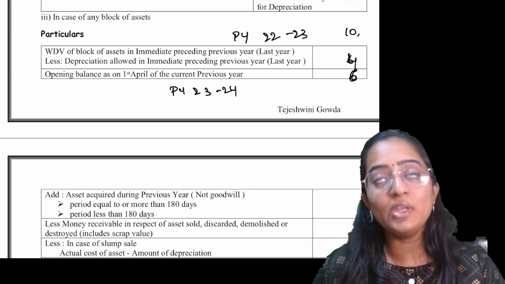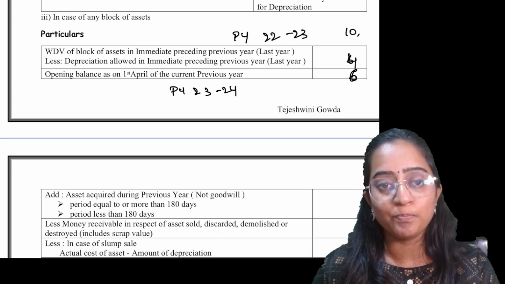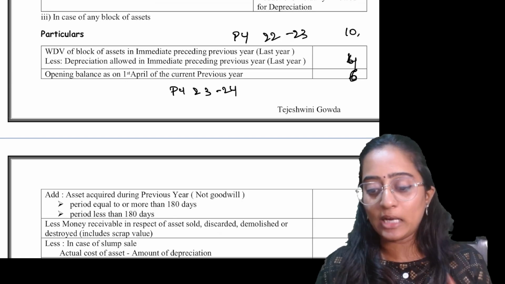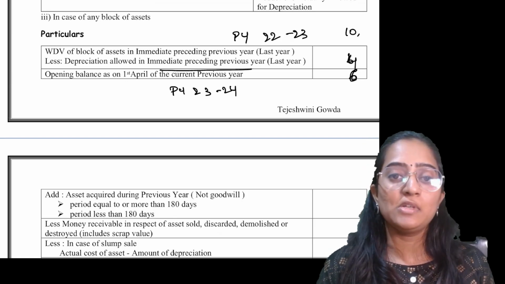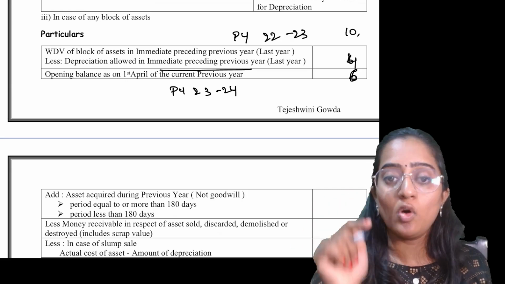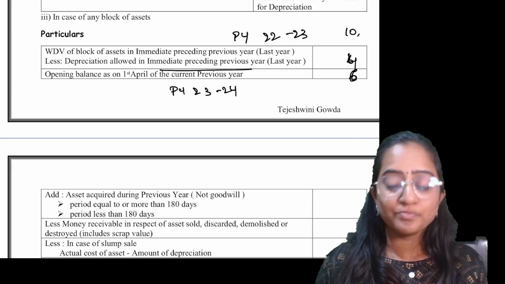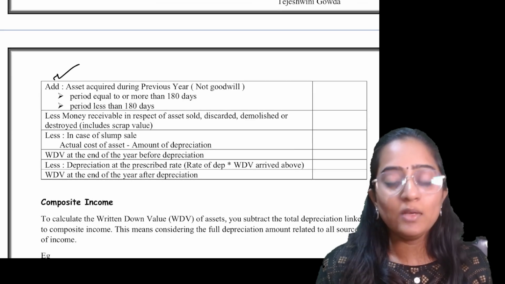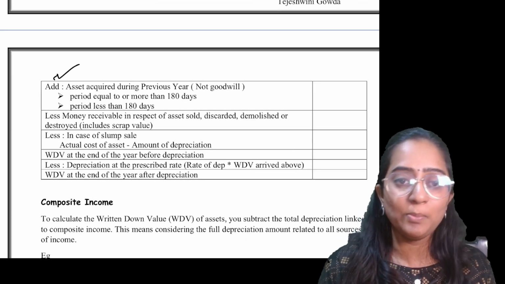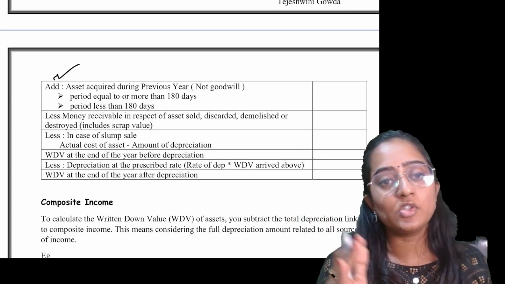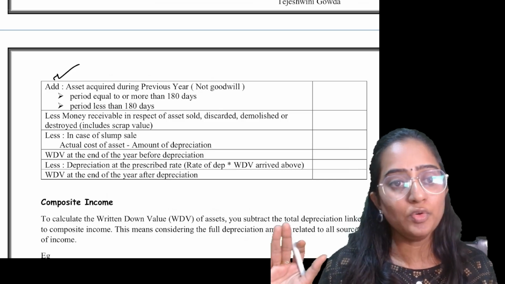of the preceding previous year, that is before the previous year, if they have given, look for the depreciation for that year. Immediately preceding the previous year, take the depreciation and you should always come to the WDV of the current relevant previous year. Then you would add whatever assets are acquired during the previous year except goodwill. Goodwill, there is no concept of depreciation for the goodwill, it's removed, so we are not going to take it.